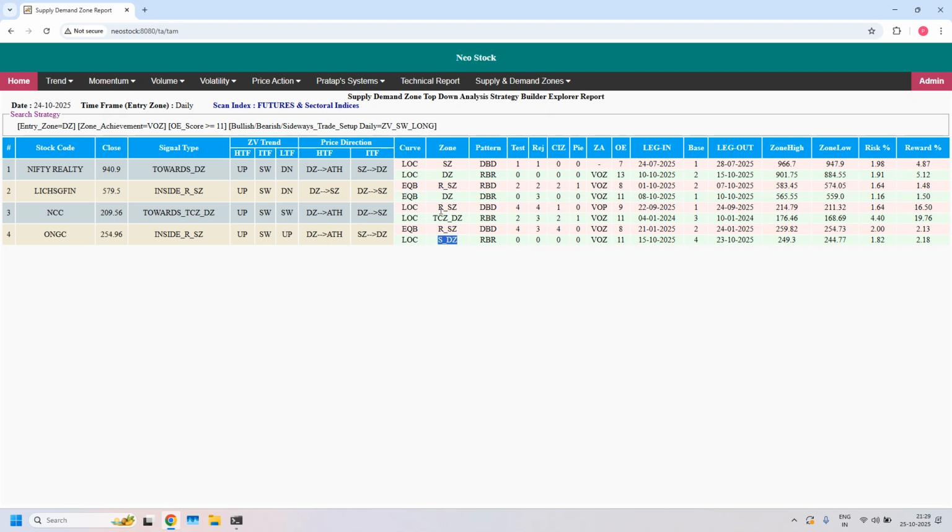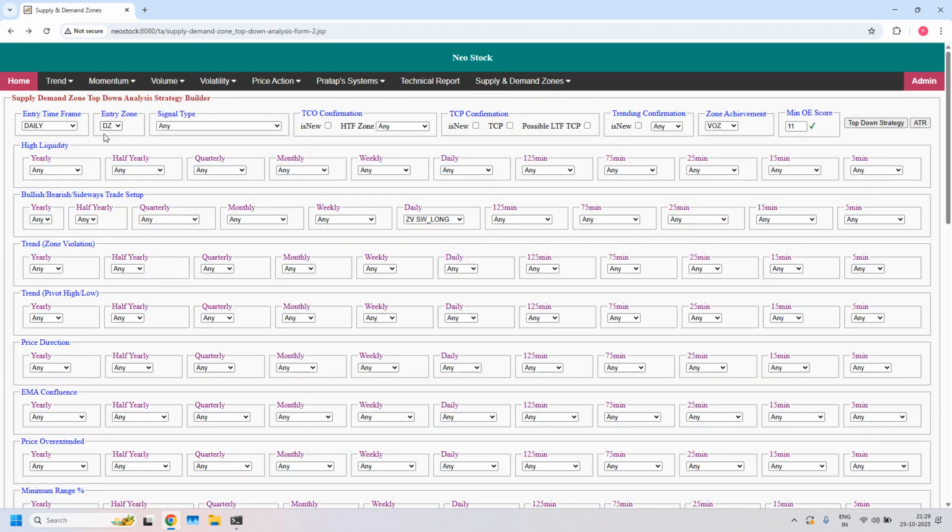Remaining 3 daily demand zones are supporting sideways long trade setup for monthly income trade. Plan trades only if less than 30.3 video checklist items are satisfied. Next, sideways short trade setup for monthly income trade. Changes are daily supply zone and sideways short.